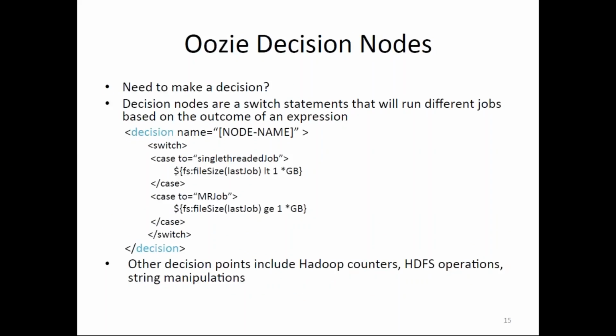We can also do decision nodes. Decision nodes are something like a switch case condition: if a certain thing happens, then do this. For example, if the size of this file is greater than a certain number of GB, then only execute. Such kinds of conditions could be used. We can also use Hadoop-based counters to say that if the file records are above a certain number, then you can execute the file and so on. That kind of operation could be done.